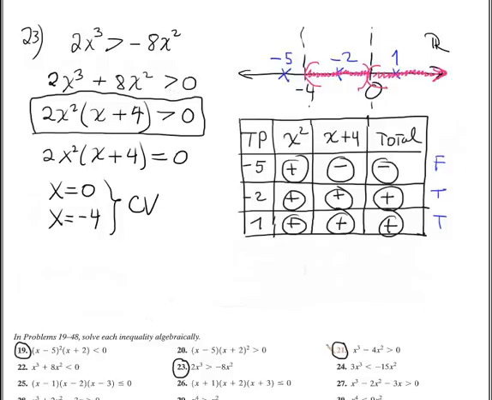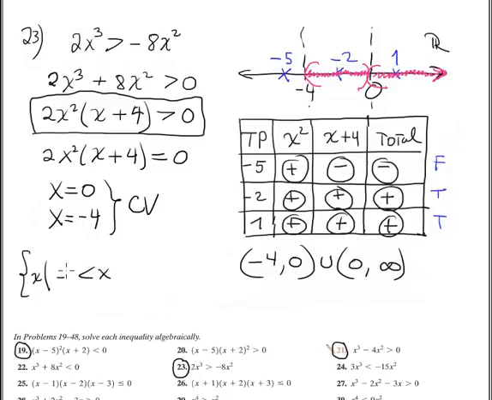This is negative 4, comma 0, union 0, comma infinity. It's the interval solution, right? And the other way is x such that x is in between negative 4 and 0, or x is greater than 0. This is the solution for the 43.